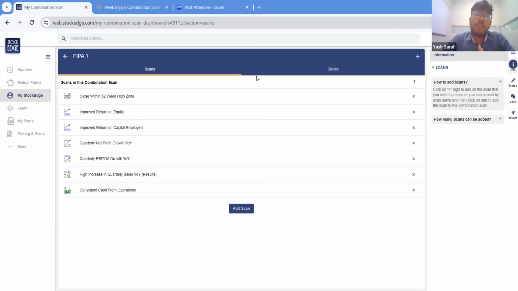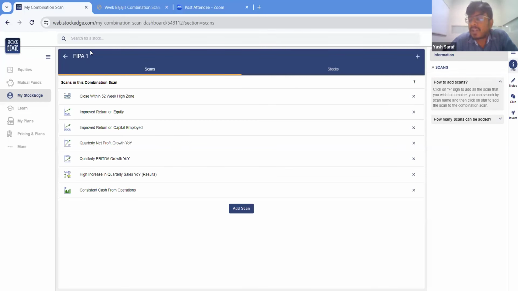Before proceeding to the output, we first need to understand why we are making this combination scan and how to make a combination scan, right? It is very, very important to understand that when you are making a combination scan, you are very clear with respect to the objective of the combination scan. Why make that combination scan itself, right? For example, FIPA means financial improvement with price action. So why would Vivek Sir have chosen these seven scans? Let me explain why.